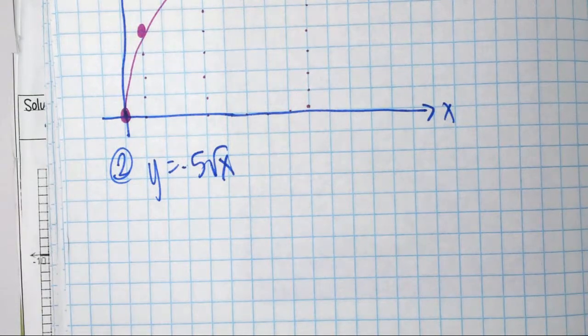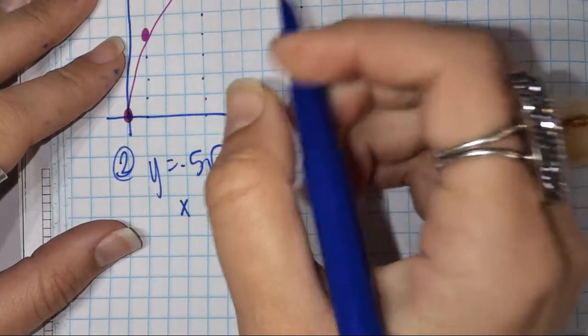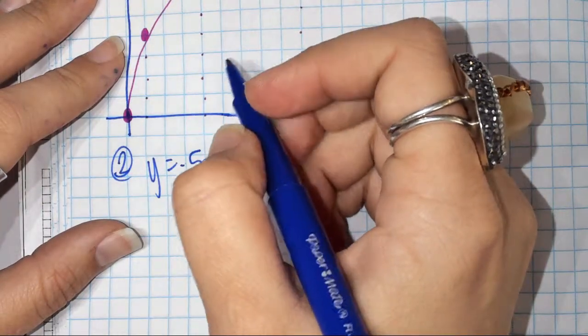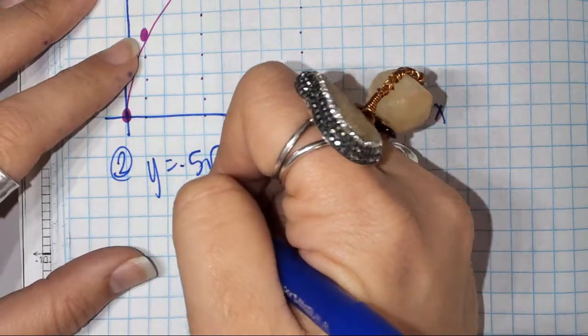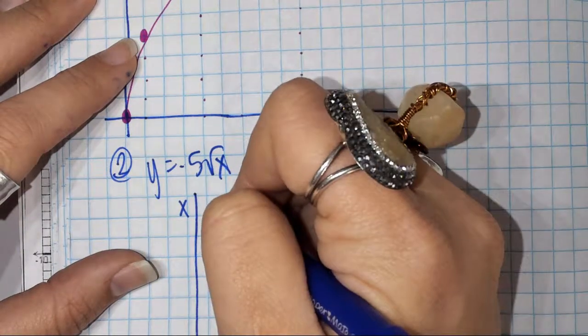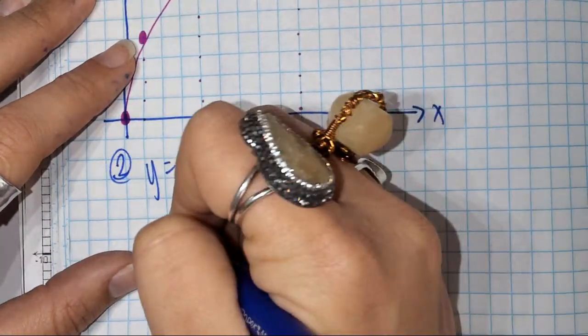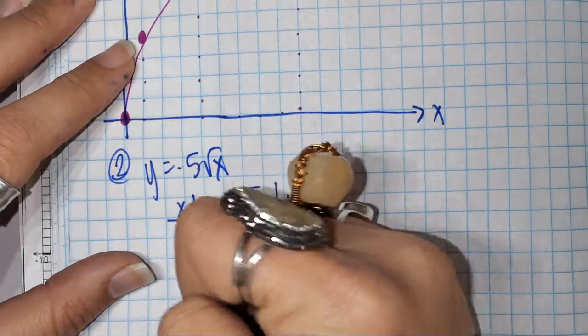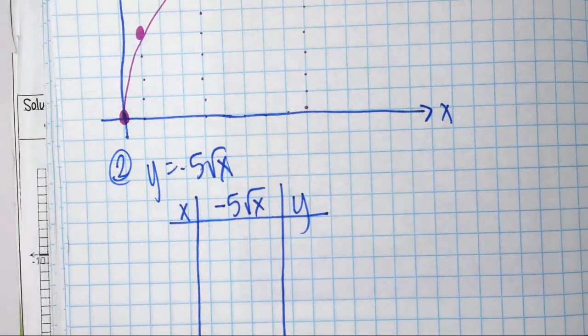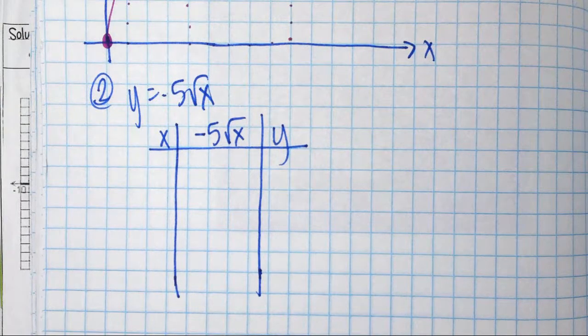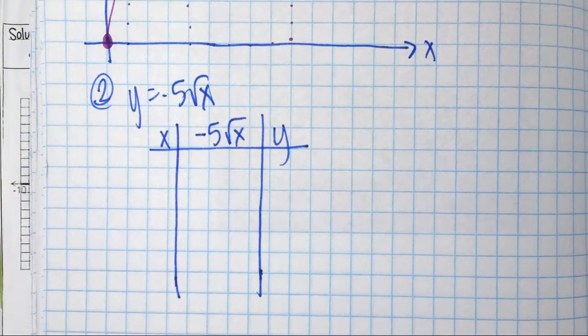The t-table. 0, 1, 4, 9. Why do I use 0, 1, 4, 9 now? Perfect squares.